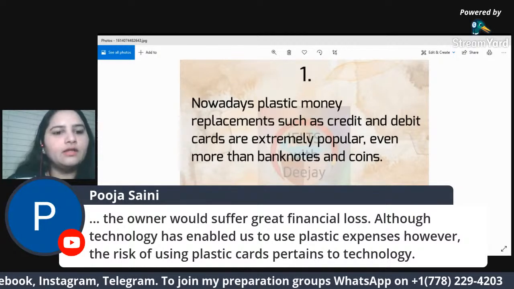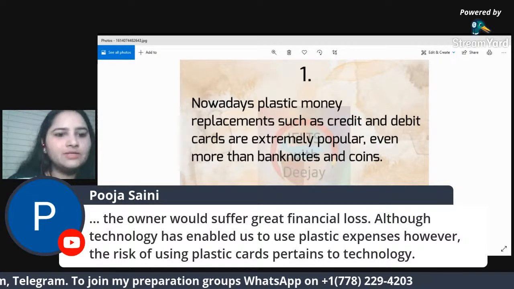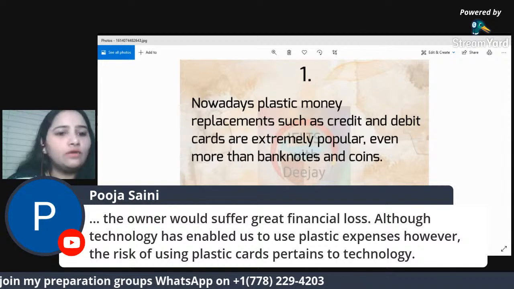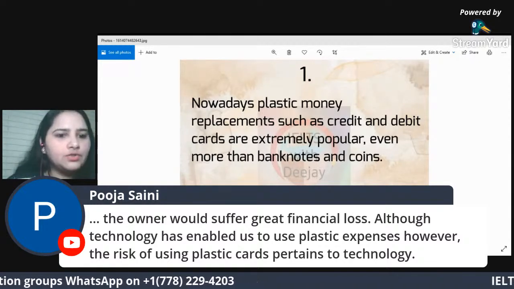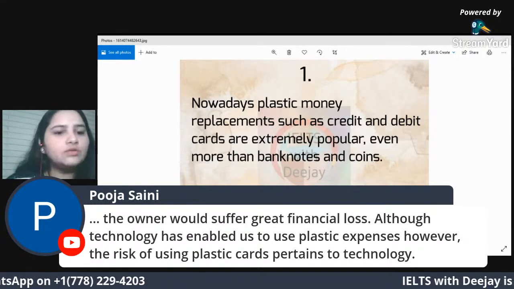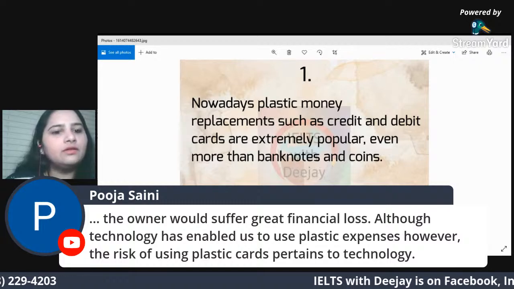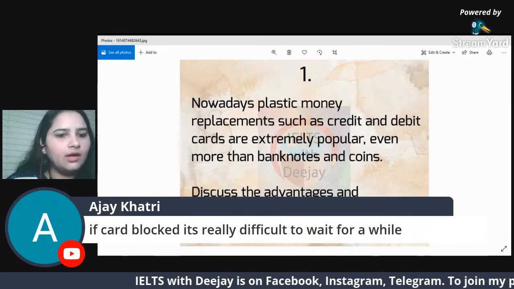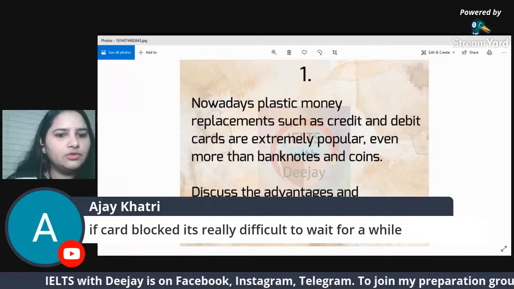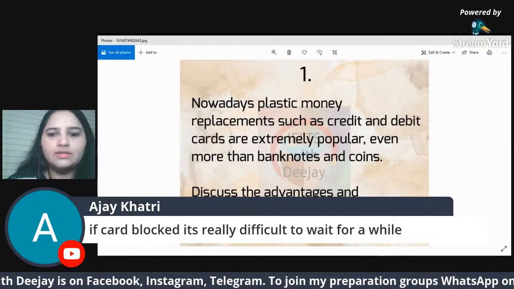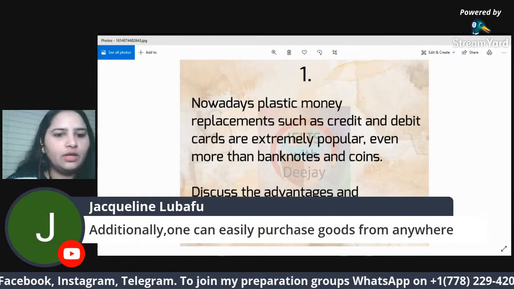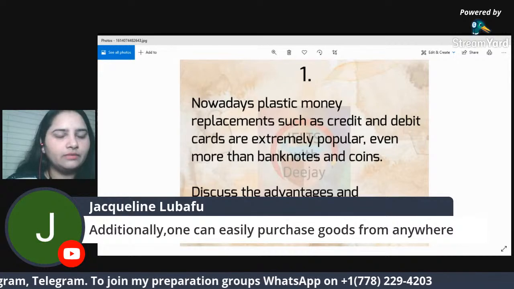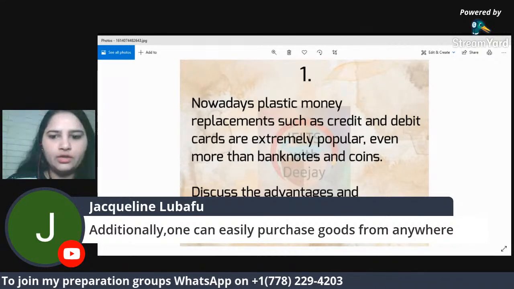The first can be the cybercrime that is being done, because if the card is stolen, then cybercrime is there because they will misuse the money in your account. Okay. If the card is blocked, it's really difficult to wait for a while. Additionally, one can easily purchase goods from anywhere. So you're talking about the advantages.